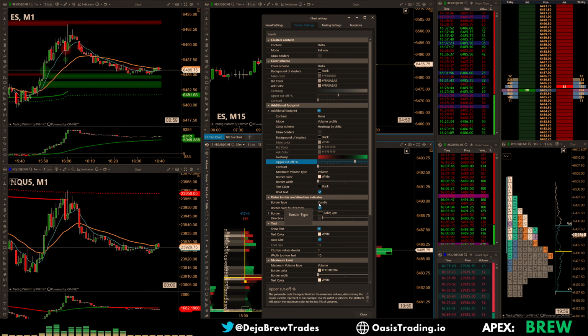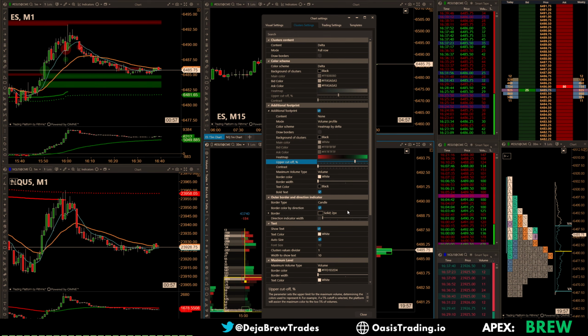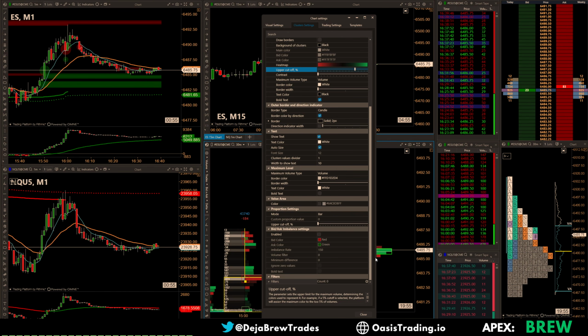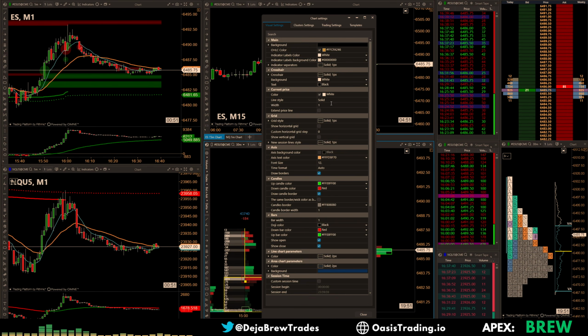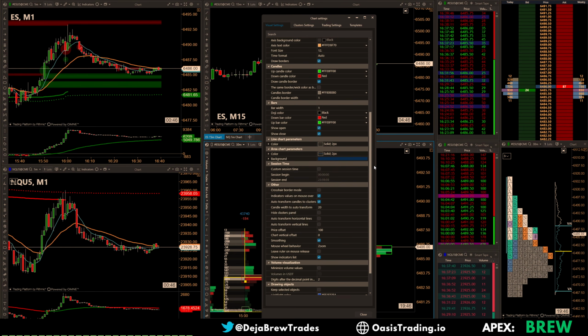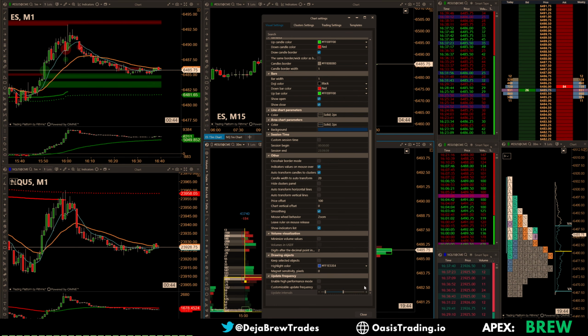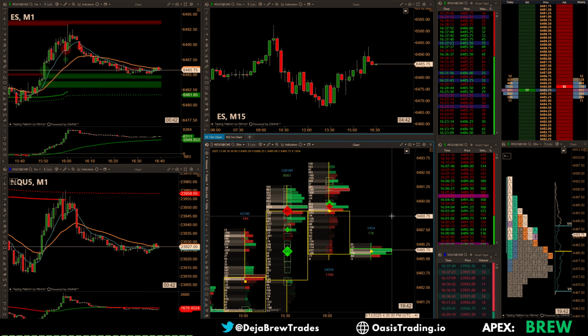And then we have the border type on candle. Everything else is default. And here are my visual settings if it matters, but I believe these are pretty much default. And that should be it.